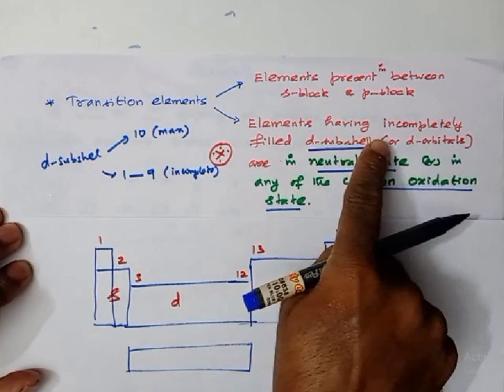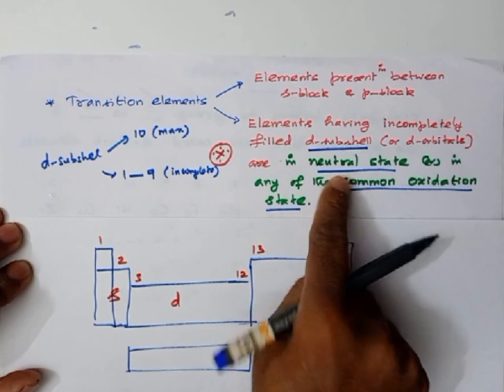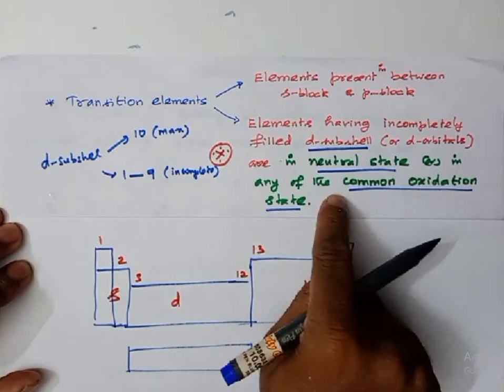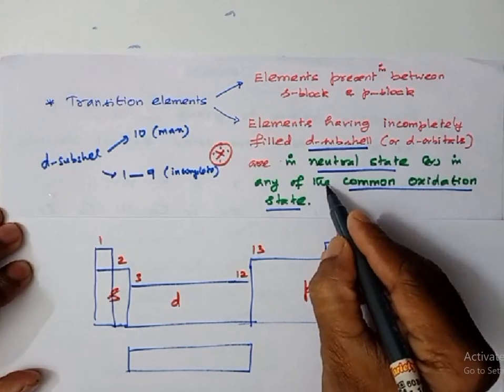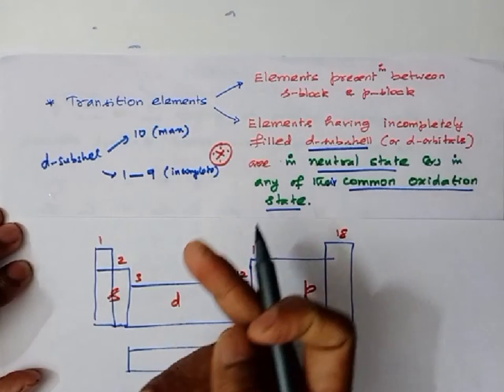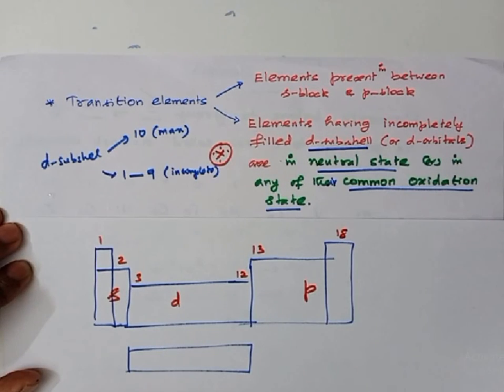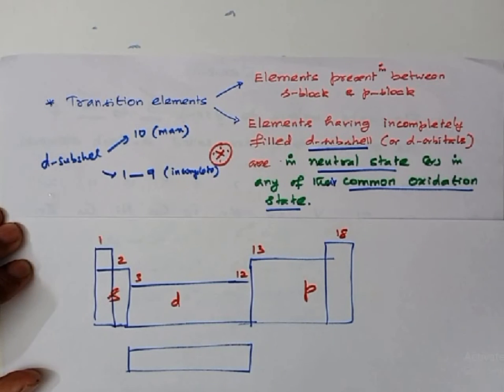So elements having incompletely filled d subshell in the neutral state, the atom may be neutral, or in any of the common oxidation states. Some elements may exist in +1 state, some in +2 state or +3 state. If in any of these common oxidation states the element has an incompletely filled d subshell, then we call them d block elements, transition elements. This is the definition for transition element.